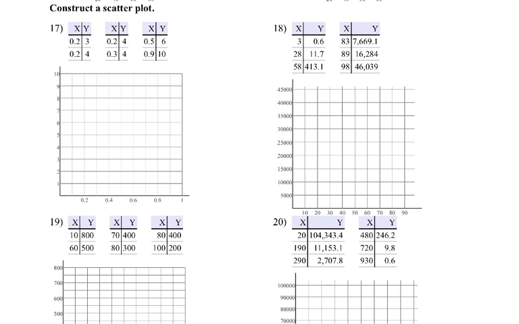Alright, constructing a scatter plot. We can do this on the calculator, which we'll talk about in a different video. But if we're just doing it by hand, we just graph these points. X value of 0.2 up to 3, right about there. Then 0.2 up to 4, 0.2 to 4 again, so there were 2 that went right there. 0.3 to 4, 0.5 to 6, so pretty simple. And then 0.9 to 10. It looks something like that, and there's my scatter plot.